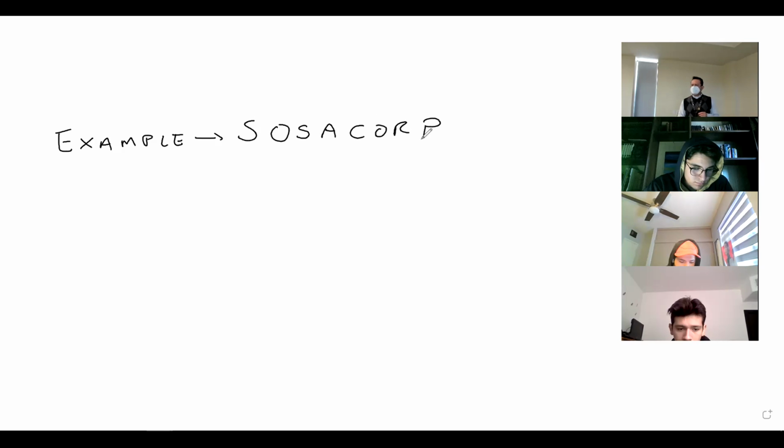Let's try to identify the entities. Okay, let's start off. Can somebody tell me one entity that's clearly identifiable from what we read over here or at home? Stakeholder.